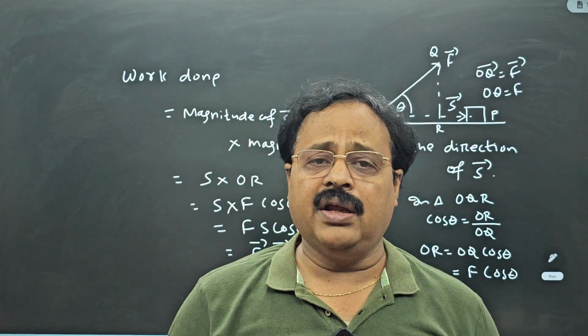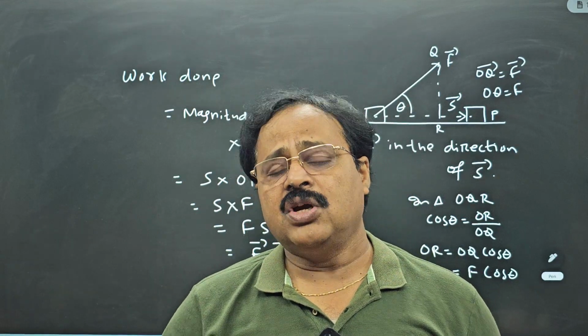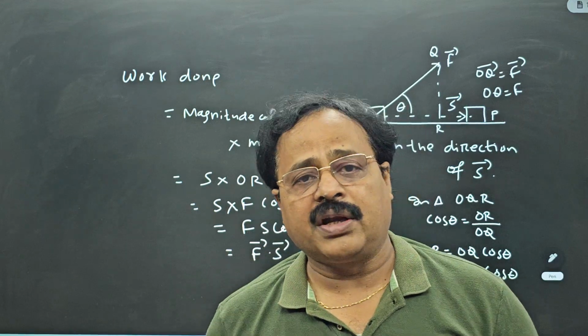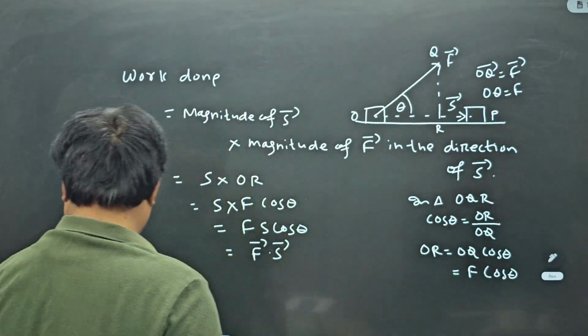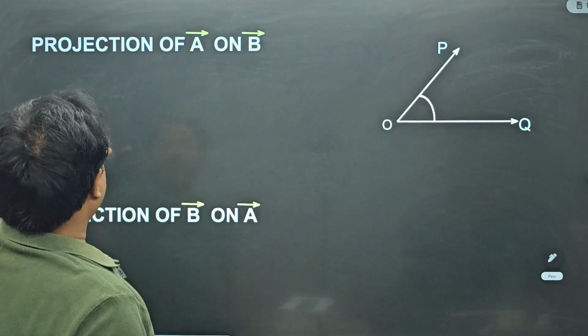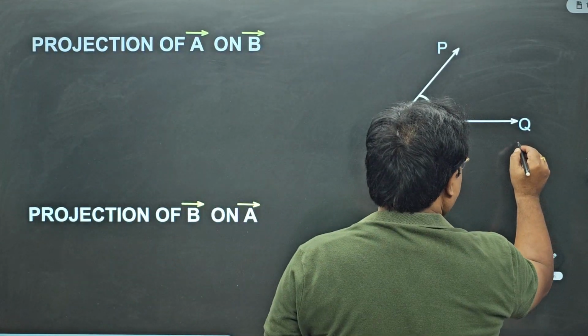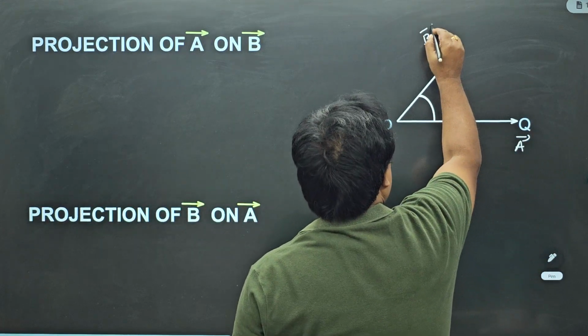That is why we read dot product of vectors in physics, because using dot product of vectors we can determine the values of various physical quantities. Let us see. What is the projection of A vector on B vector? Suppose this is A vector and this is B vector.